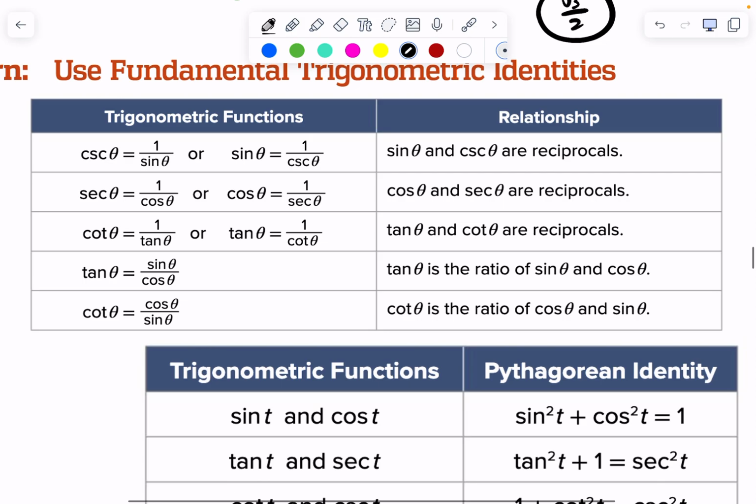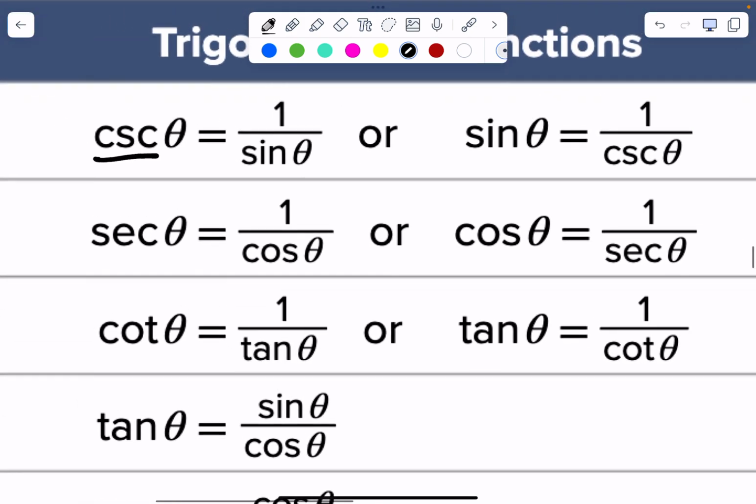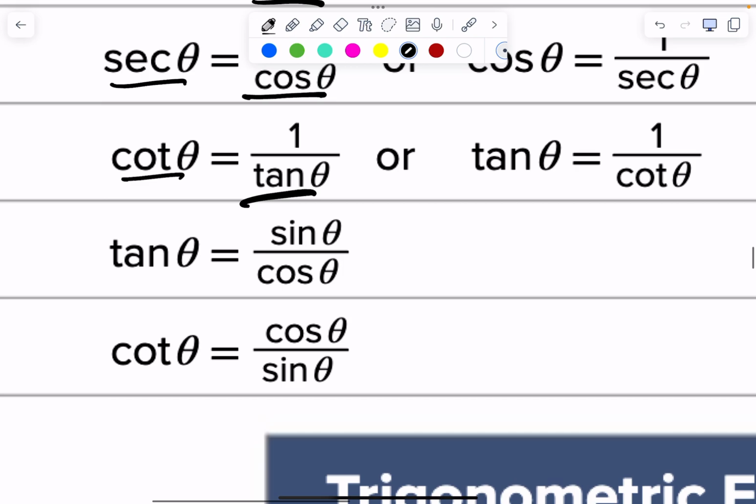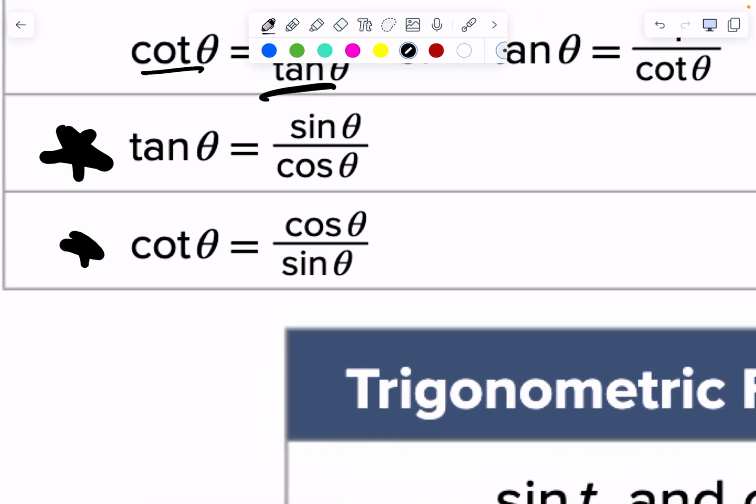Use fundamental trig identities. This little box right here talks about which ones are reciprocals. Cosecant and sine are reciprocals. Secant and cosine, cotangent and tangent. Those are reciprocals. Also, put a little star by this one: tangent is sine over cosine. We've talked about it before, but make sure you know it. Tangent is sine divided by cosine. Now, cotangent is cosine divided by sine. So you could flip those two around.